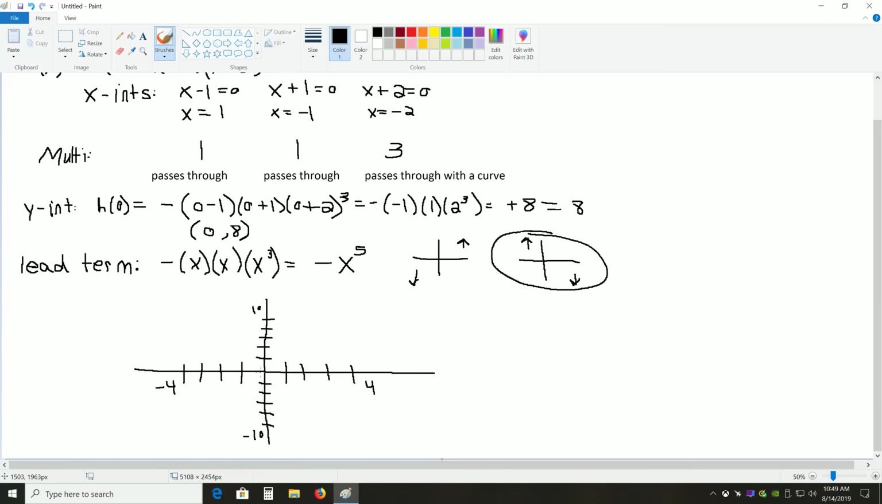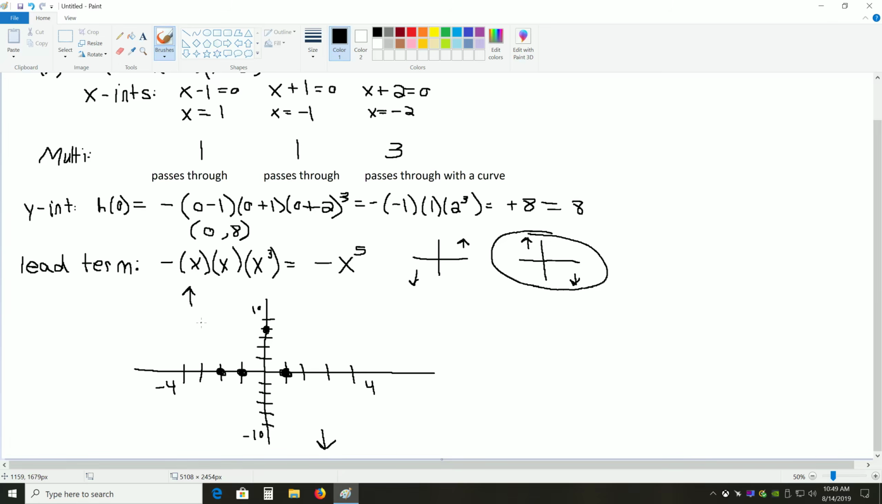Now we'll list off our x-intercepts, which occurred at x equals 1, at x equals -1, and x equals -2. And we said our graph starts in the top left and goes to the bottom right. So I'm going to make a little arrow here in the top left and another arrow in the bottom right. And now from here, I'm going to put down the y-intercept, which is the point 0, 8, which is right here in my graph.